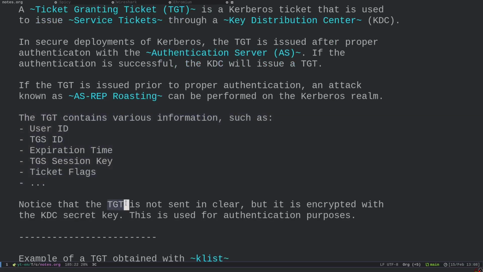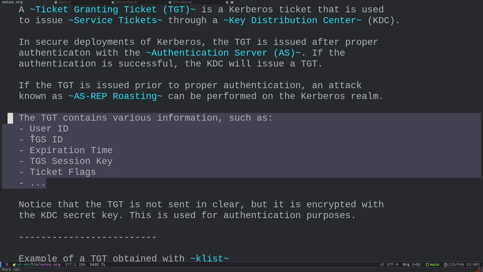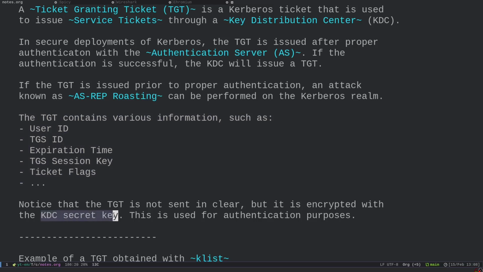Notice that the TGT is not sent in clear. Now, this is an important point. The TGT is not just sent as it is, it is encrypted, and it is encrypted with the KDC secret key. Why? This is used for authentication purposes. We will analyze it in the message flow.